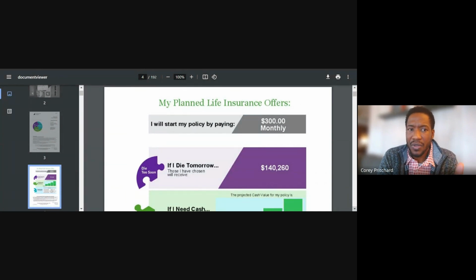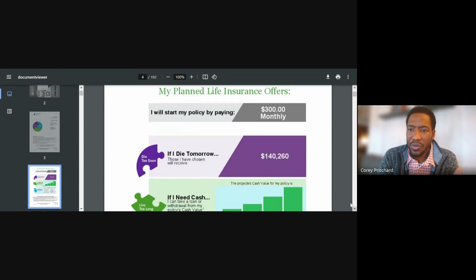As of right now, for this policy, it is scheduled to pay $300 per month. Okay. And you'll see how that works out. We'll break a few details down. Based on that $300 per month, the life insurance company is willing to give you guys $140,260 of life insurance. So Lord forbid something were to happen, this is what pays out tax free.